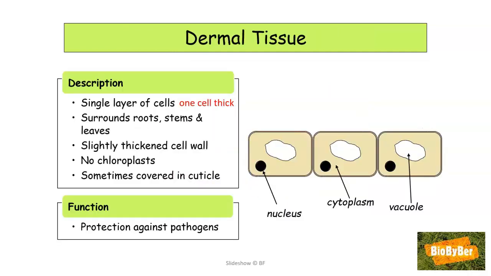Dermal tissue cells have a similar structure because they have no chloroplasts. It is sometimes covered in a cuticle or waxy layer. So in a nutshell, dermal tissue exemplifies the definition of a tissue because it consists of similar cells and they are adapted with their slightly thickened cell walls to carry out the function of protection. The dermal tissue works to protect the stem and the root and the leaves against pathogens or the attack by microorganisms.